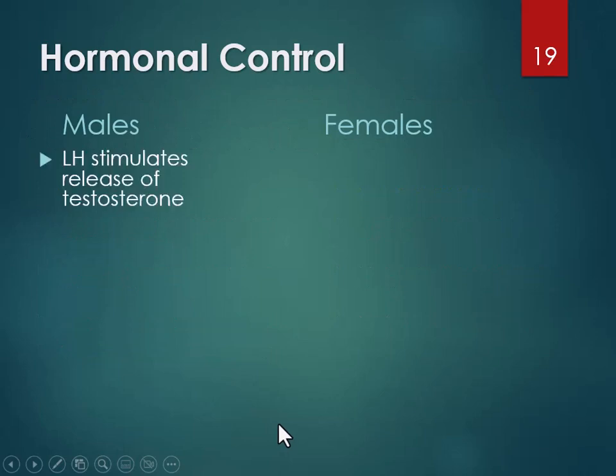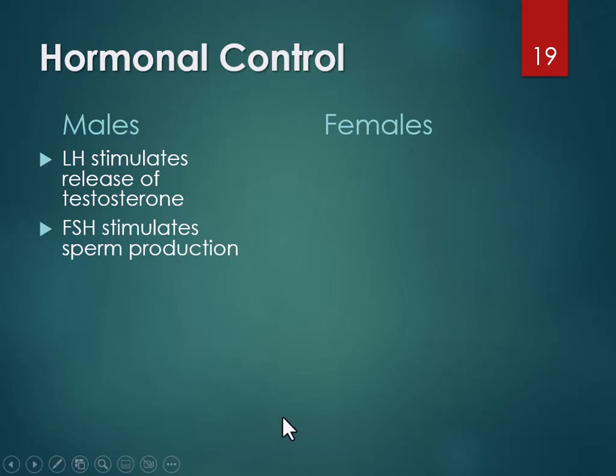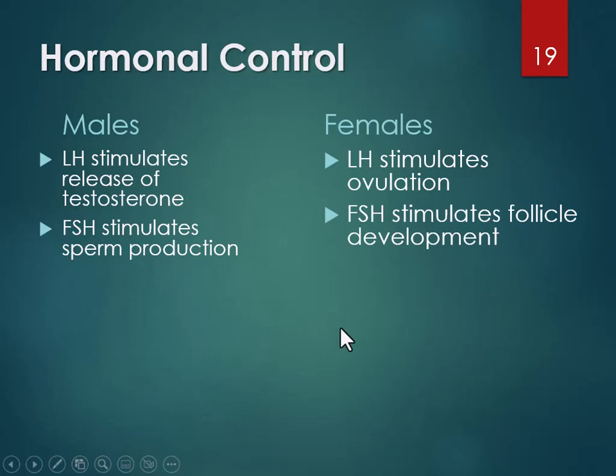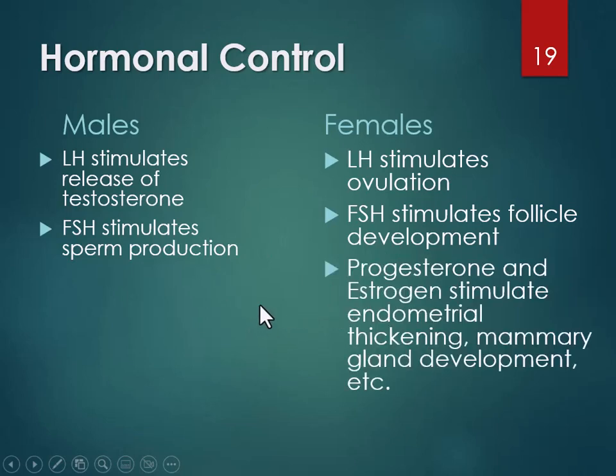Okay, so LH in men stimulates the release of testosterone, but in women, it induces ovulation. FSH stimulates sperm production in men, and in women, it stimulates follicle development. So FSH does similar things, just different in the sexes. Progesterone and estrogen stimulate endometrial lining thickness, so the wall of the uterus. It induces mammary gland development and all kinds of other things during pregnancy.